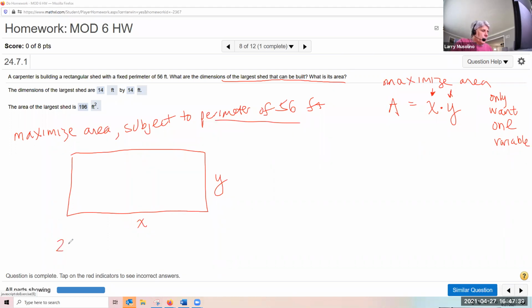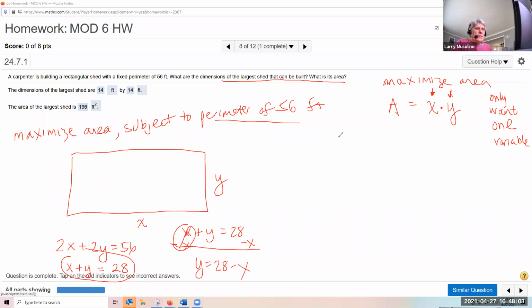Well, here's where the perimeter equation comes in. Because if I think of the perimeter of this rectangle, it'd be 2x plus 2y equals 56. Let me divide both sides by 2. So that would be x plus y equals 28. Well, what I'm going to do here is solve this equation for y. So I'm going to subtract x from both sides so that y equals 28 minus x. Well, this is the ticket I need because that means I'm going to take this y and replace it with 28 minus x. That means the area is 28x minus x squared.